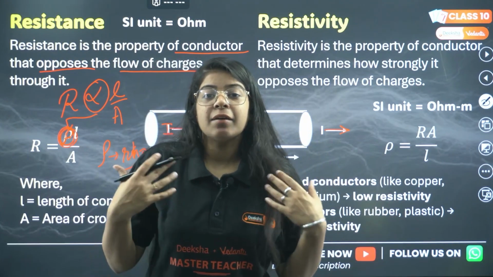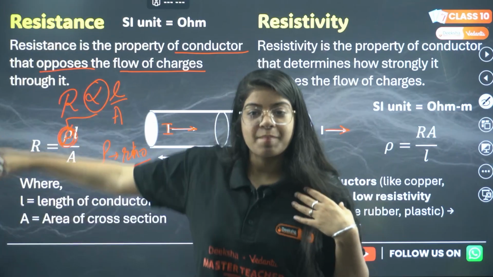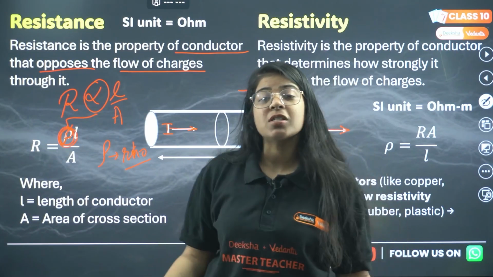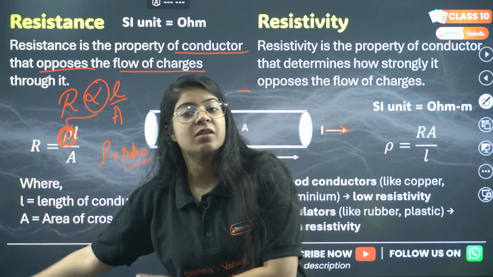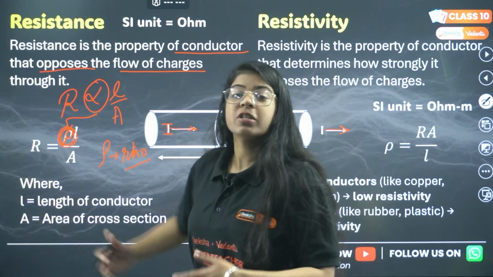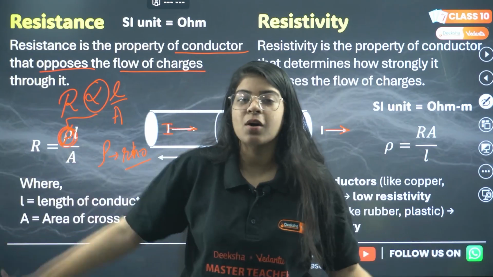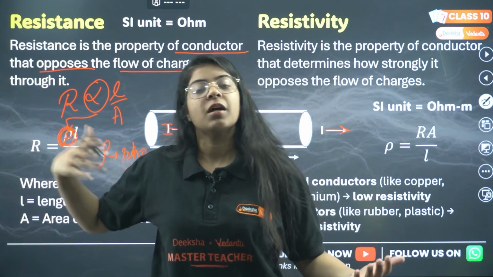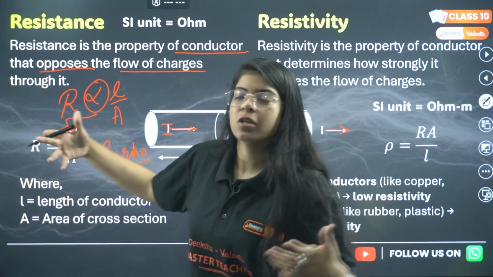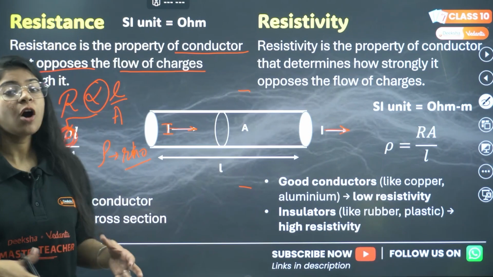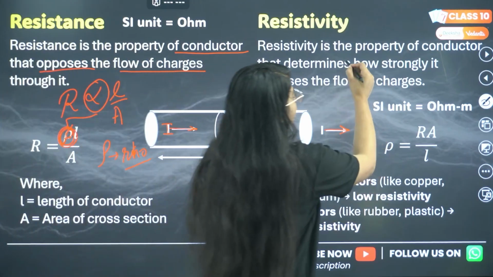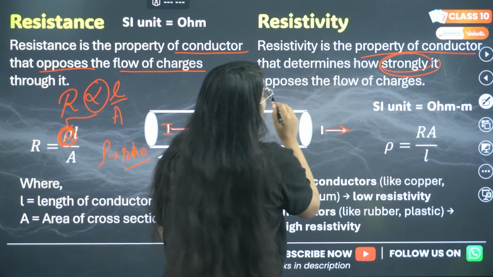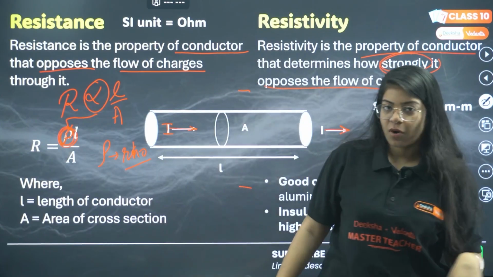Maybe let's say I'm a conductor and there is an imaginary person that is also a conductor. If I oppose the electrons by 1 unit and the person opposes the electrons by 2 units, whose resistivity is more? The person with 2 units. The electrons will feel more opposed by which person, me or this imaginary person? The imaginary person, because it has a higher value of resistivity. So it's a property of a conductor that determines how strongly it opposes the flow of charges through it.